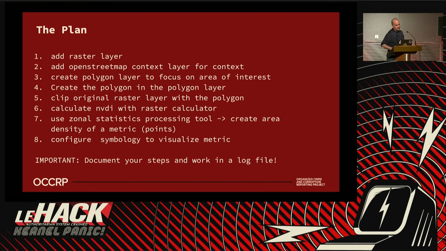So here's the plan for this approach. For this exercise, what we're going to do together is take some satellite imagery and give it some geographic context by using another layer. We'll talk about layers in a second, because we're going to be using the QGIS tool, a geographic information system tool that works in layers. We can leverage those layers to do different types of analyses. So we're going to add an OpenStreetMap context layer just to position it in the world so we can see where it is.